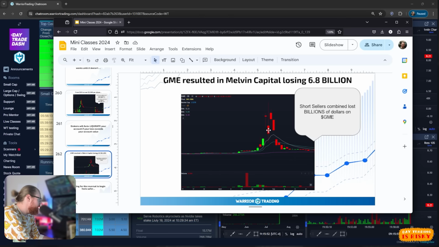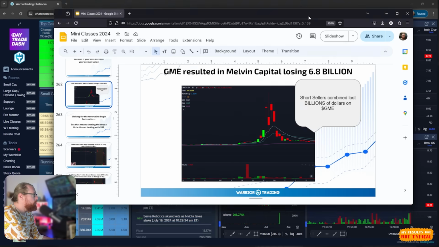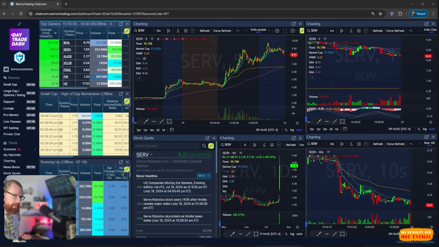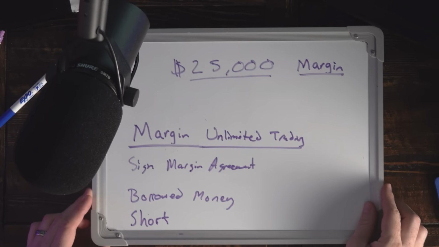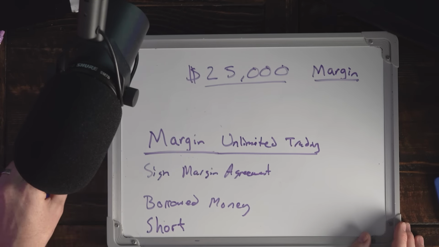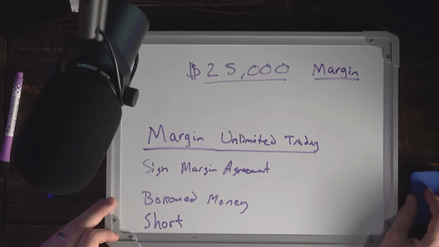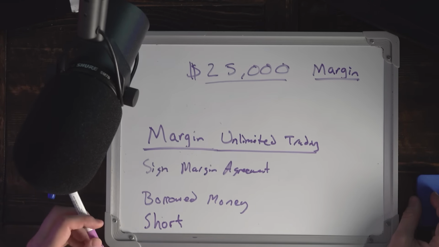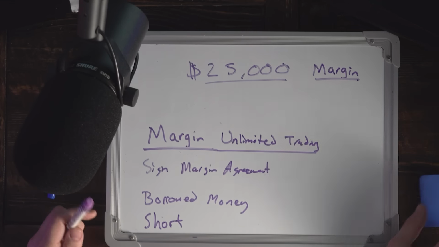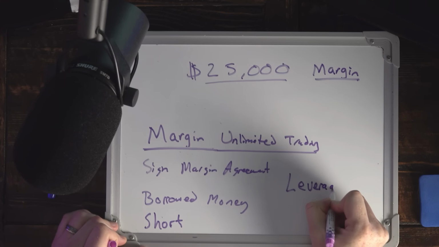Here's another example, GameStop. This resulted in Melvin Capital losing $6.8 billion on a position to the short side. So I don't want you to underestimate the risk of short selling. And that's kind of a side note, but it's just worth noting because it's part of the understanding of how a margin account works. But something that's also very interesting is that when you get a margin account, you automatically get something else, and that's called leverage.